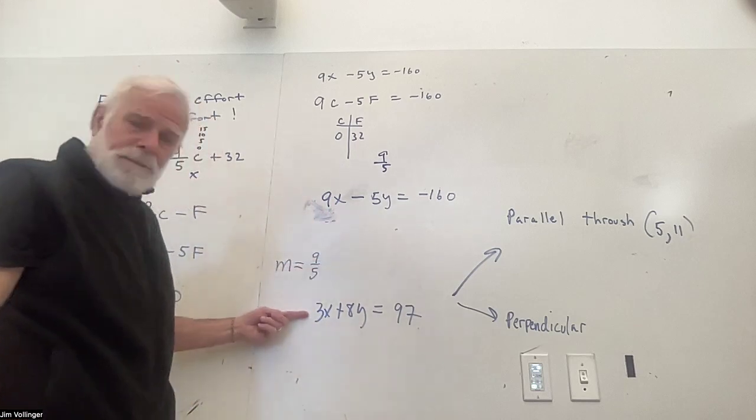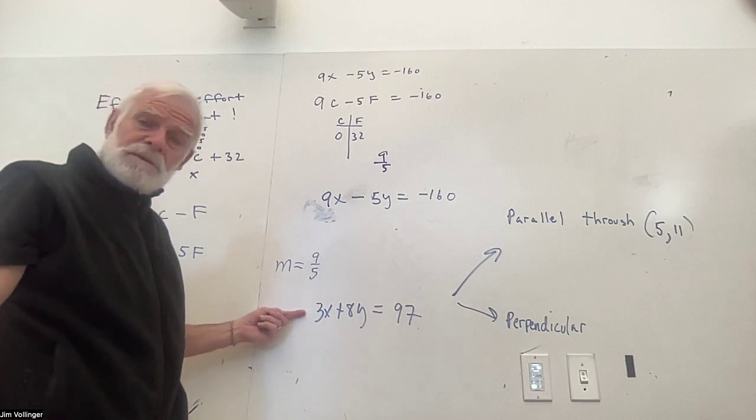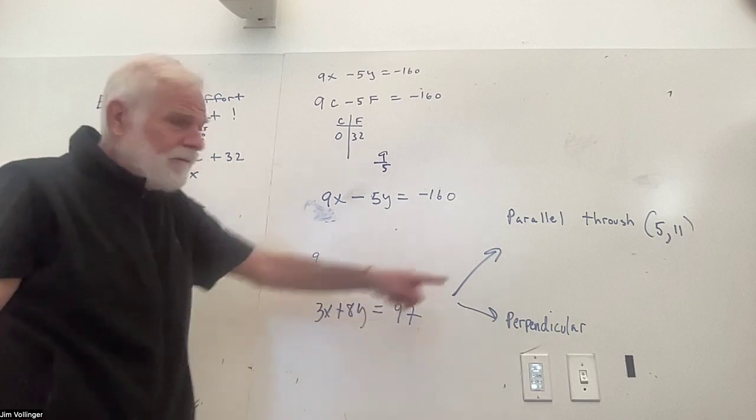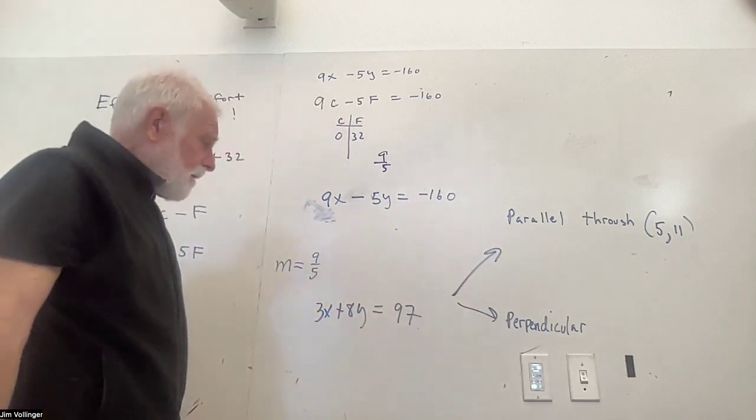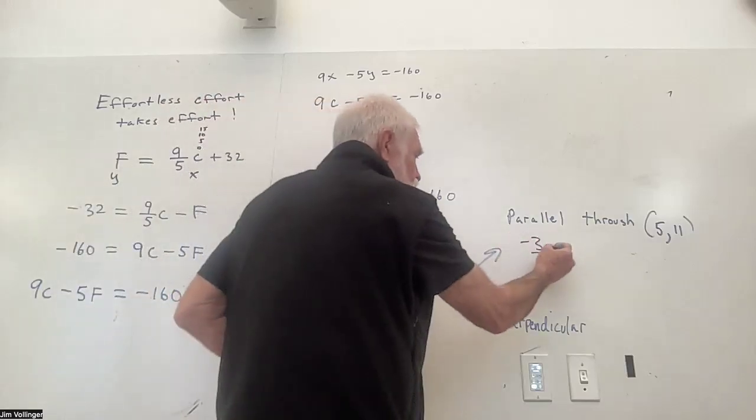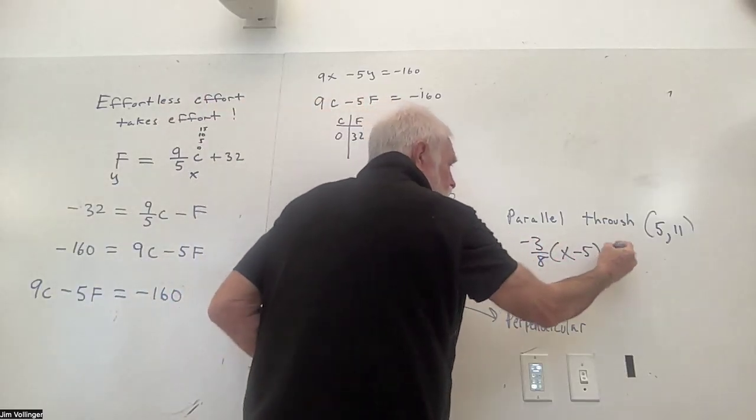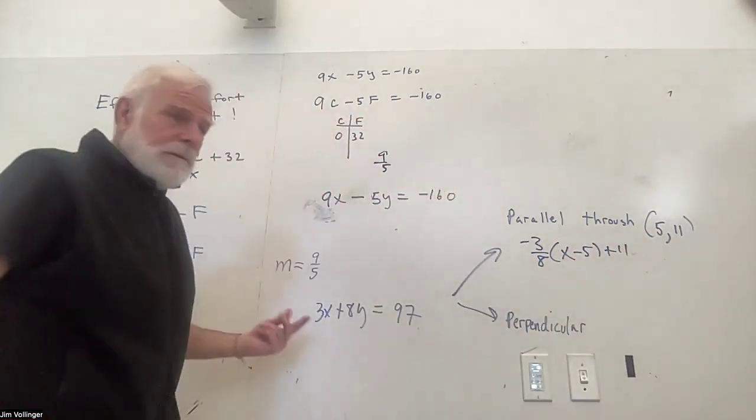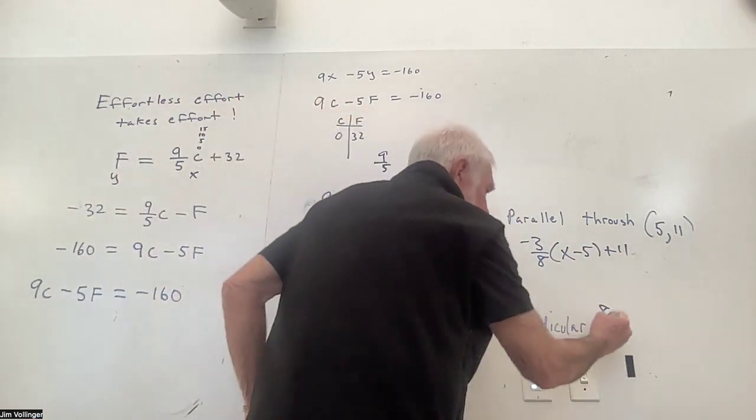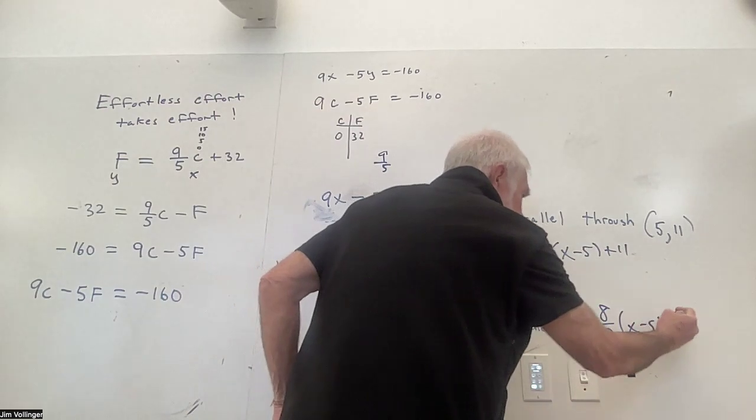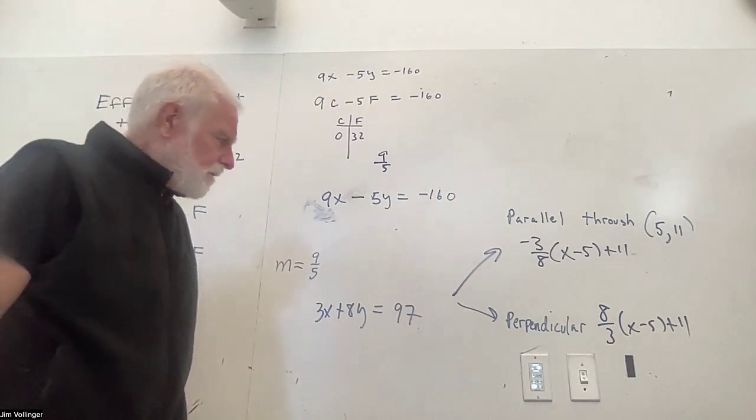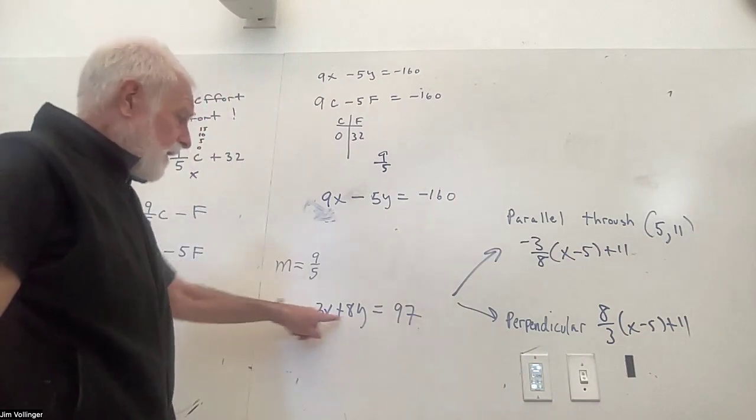Well, what if I said, typical Algebra 1 problem, 3x plus 8y equals 97. Write a parallel line through the point (5, 11). Can we see it over there? Yeah. So what would you write? Well, I hope you would come over here and drop the 8 and change the sign and say minus 3/8 times x minus 5 plus 11. And then if I wanted the perpendicular, I hope you would flip it and change the sign and say 8/3 times x minus 5 plus 11. And I said, take a little time and look at your answer and look what you started with. Oh, perpendicular, 8 divided by 3.